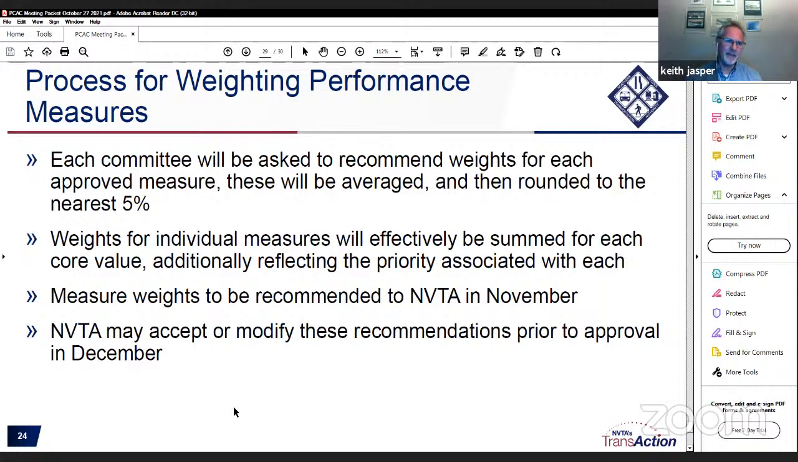We may try a bit of gamification with you on this one, not to trivialize the importance of this, but essentially you're going to have 100 points to allocate across the 10 measures, which, if they are approved by the authority, will be the ones that go into transactions.